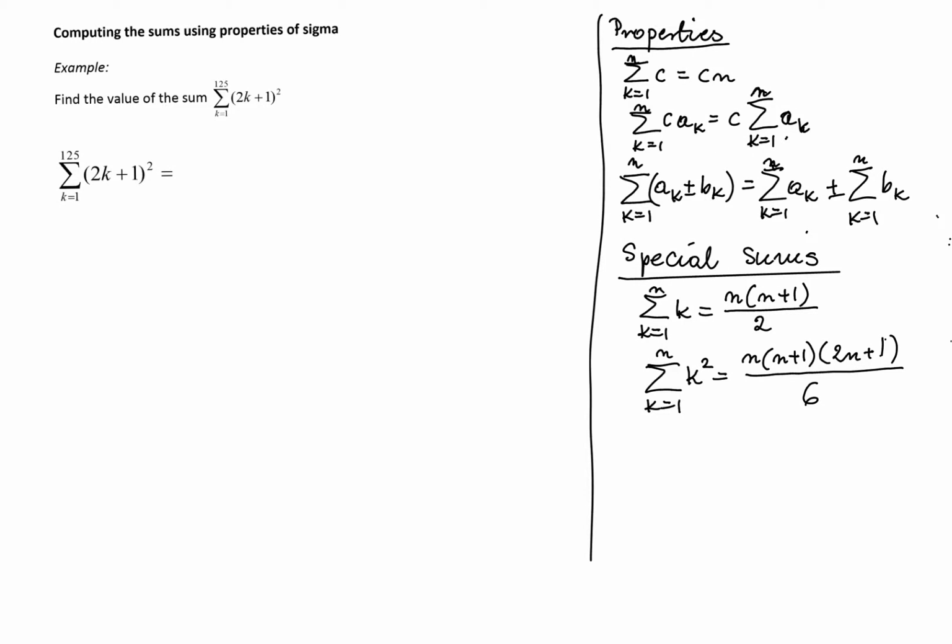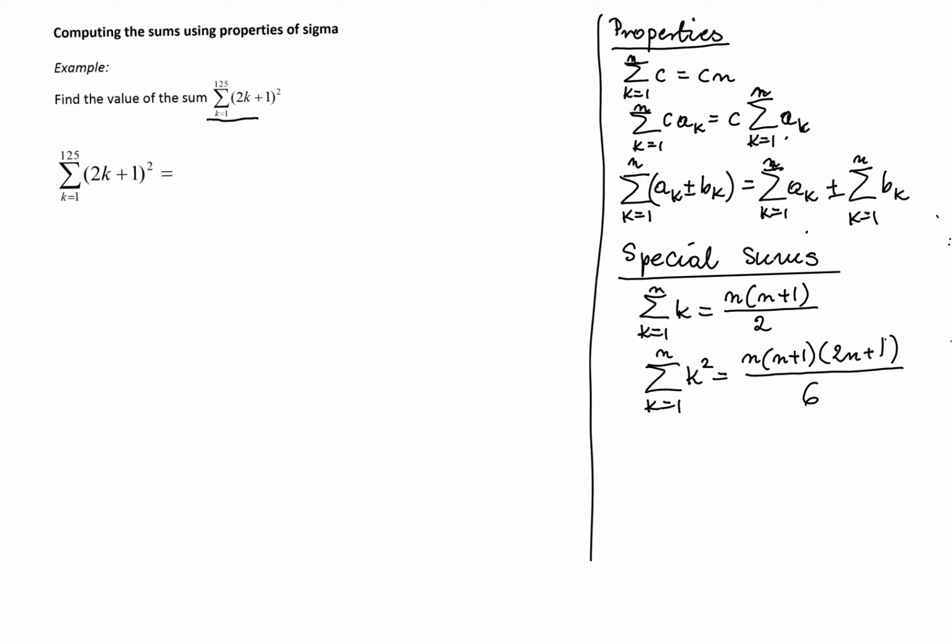Properties of sigma, as well as the special sums, will allow us to compute the values of sums for certain sequences. The properties and special sums are listed on the right. In this example, we want to find the value of the first 125 terms of the sequence (2k plus 1) squared.